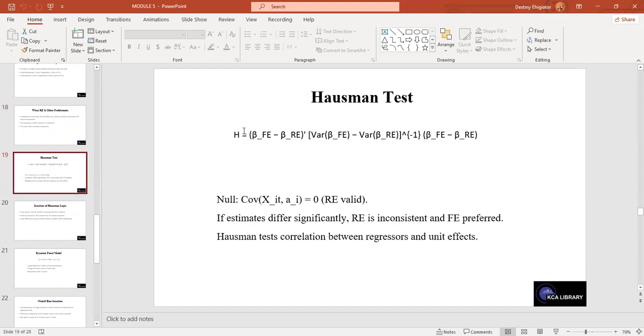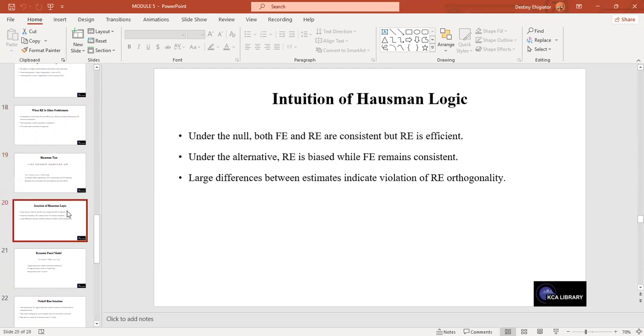Let's look at the Hausman test. This is the formula for Hausman. If estimates differ significantly, RE is inconsistent and FE is preferred. Hausman tests correlation between regressors and the unit effect.